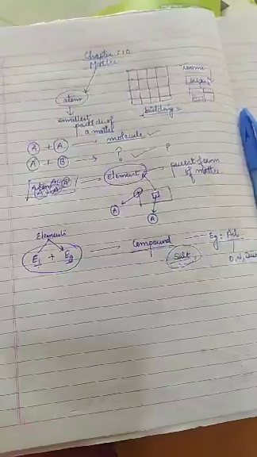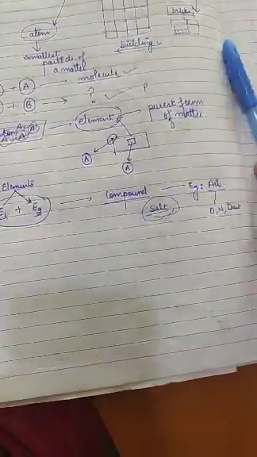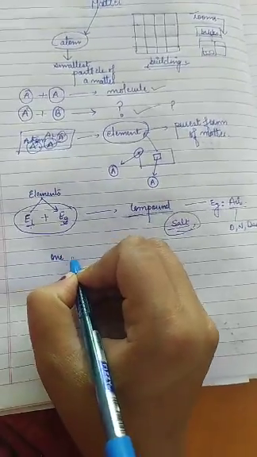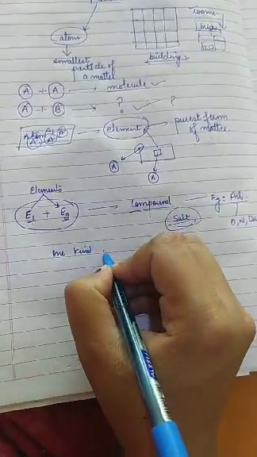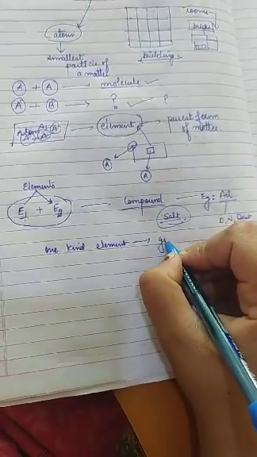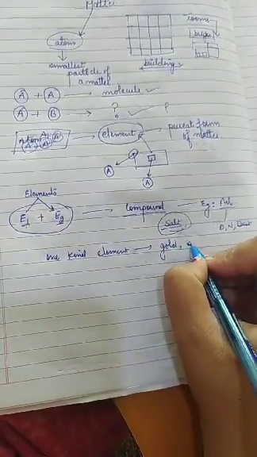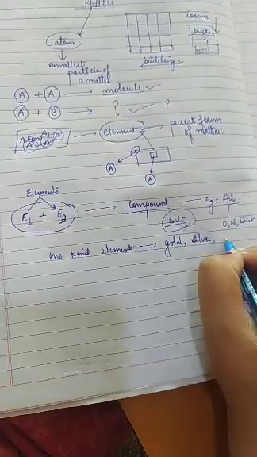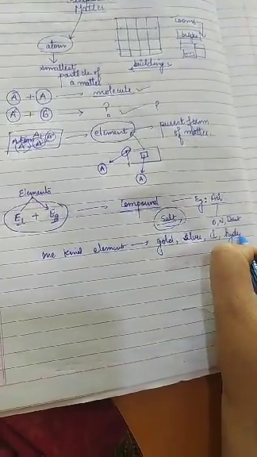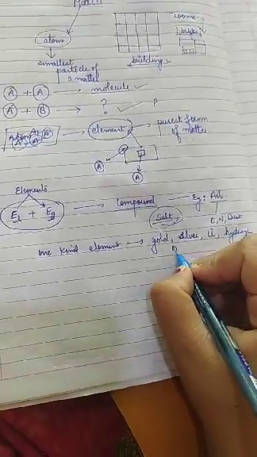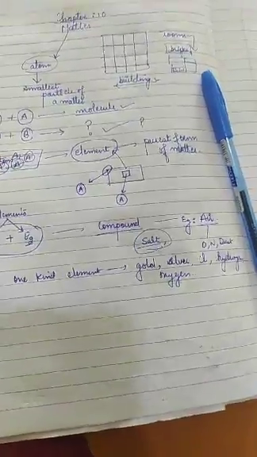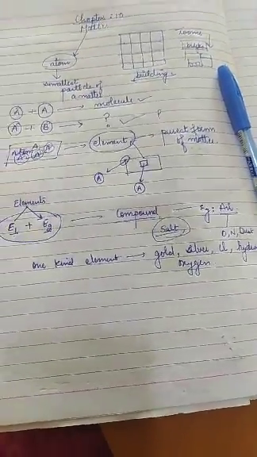Now, if it contains only one kind of element, like for example gold, silver, chlorine, hydrogen, oxygen, they all are pure elements because they contain only one kind of atom.